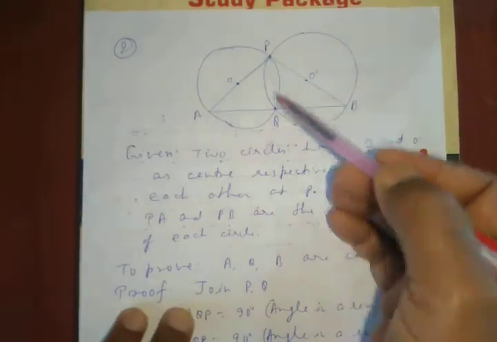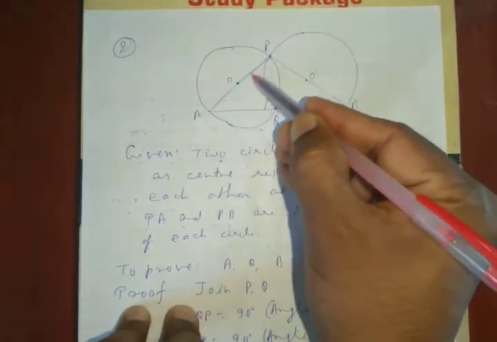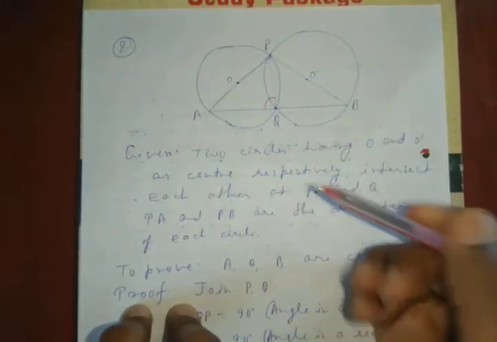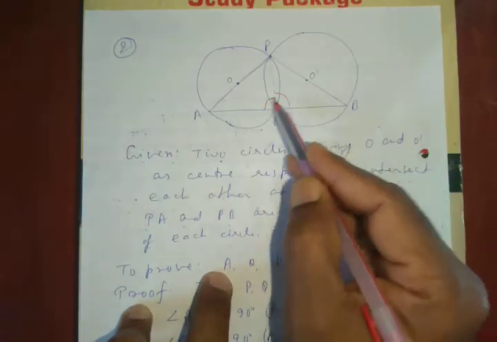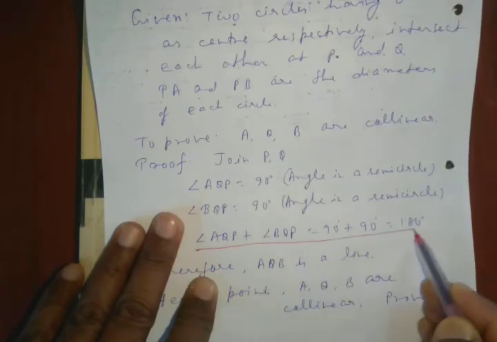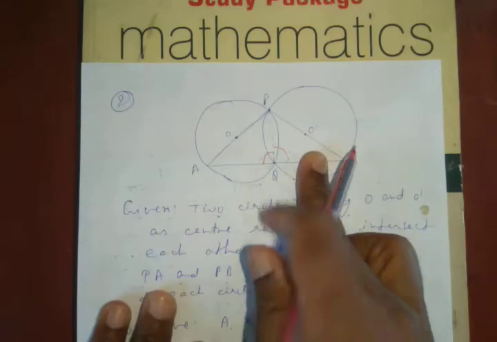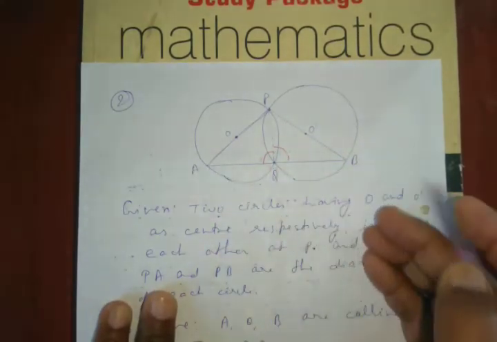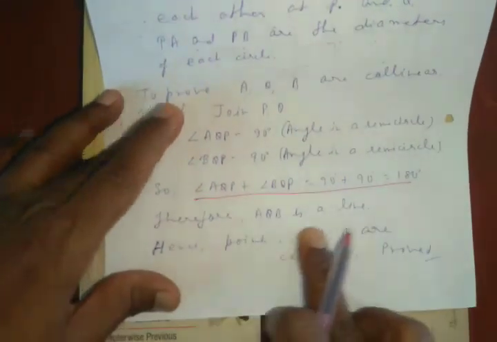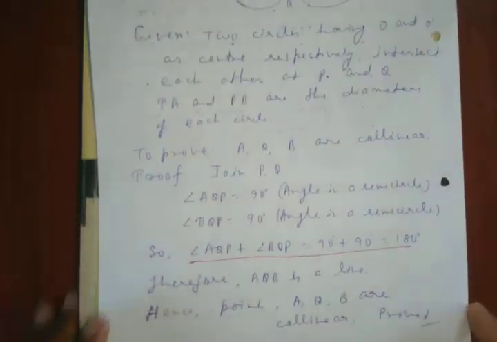So here join PQ, and then this angle will be 90 degrees because this is the diameter. So the angle in a semicircle is a right angle, so this is 90 degrees, and similarly this angle is also 90 degrees. So these two are 90, their sum is equal to 180 degrees. And when these two angles have the sum 180 degrees, then it means that this is a straight angle, and it means that AQB is a line. Therefore the points A, Q, B are collinear. So this is the proof of this.